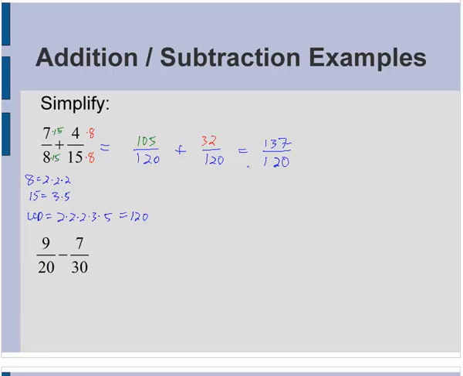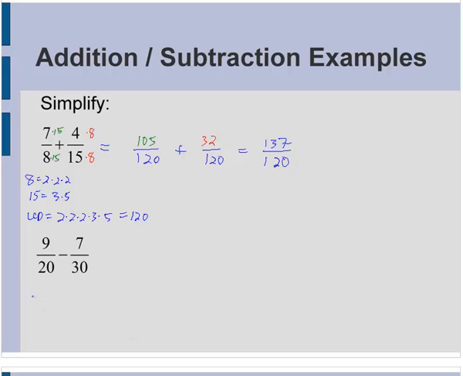We might say, well, can we break this down any further? Well, 137 is not divisible by 2, because it's not even. It's not divisible by 5, because it doesn't end in a 5 or a 0. Is it divisible by 3? One trick for divisibility by 3 is adding the digits. 1 plus 3 is 4. 4 plus 7 is 11. Is 11 divisible by 3? It isn't, and so the original number is not divisible by 3. There can be no common factors.